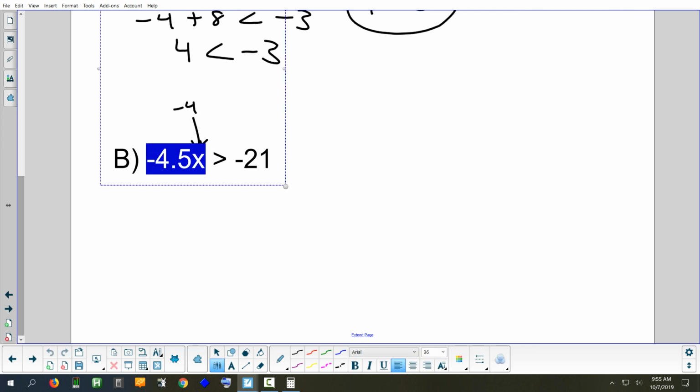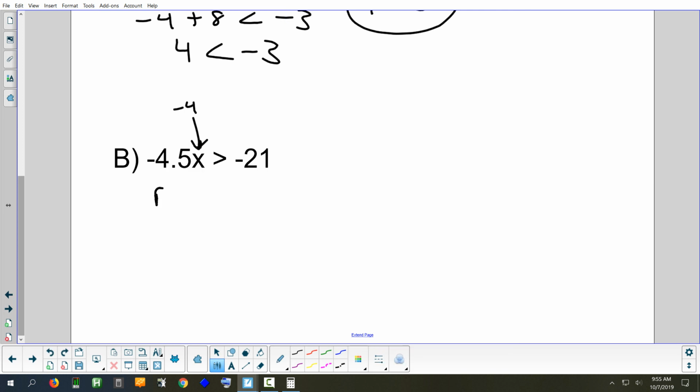-4.5 times -4. What's going to happen when you do so? Not the number, but what happens when you multiply a negative? It turns to a positive. So I don't even know exactly what I'm going to get on this side. I'll get my calculator in a second. But I know I'm going to have a positive number. Is a positive number greater than -21? Yes. Always. Doesn't even matter what I'm going to get.